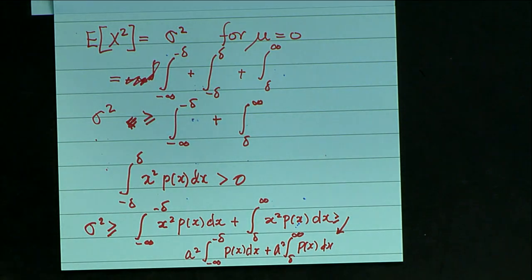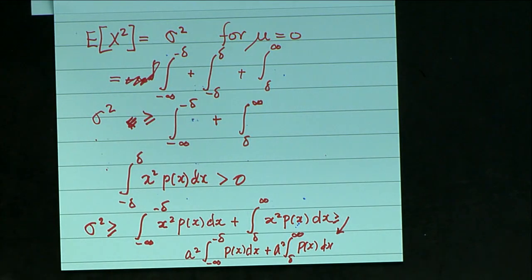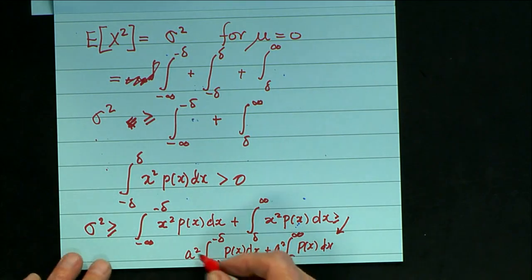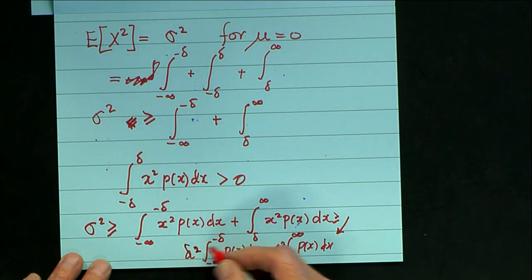Professor, what is A stand for? What is A? Delta squared. Oh, I beg your pardon. It is not A squared. I don't know why I put A squared. Even my notes here say delta squared.